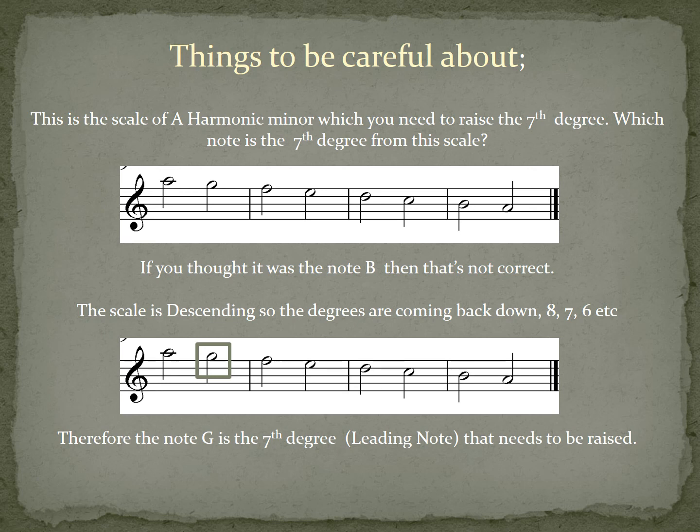If we go up, starting at the bottom, 1, 2, 3, 4, 5, 6, 7, and then the 8th, the tonic at the top, then when we start to come down again, we're not going 1, 2, 3 from the top, we're going 8, 7, 6, 5, 4, 3, 2, 1. So therefore the same as here. The 7th degree, or the leading note of the scale, in this particular case, is shown as the G, and that's the note that needs to be raised.